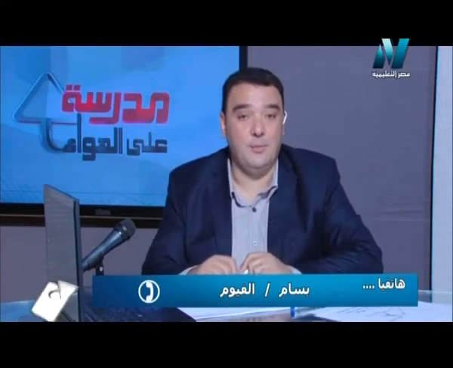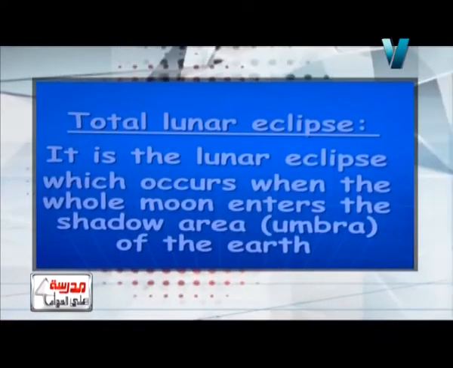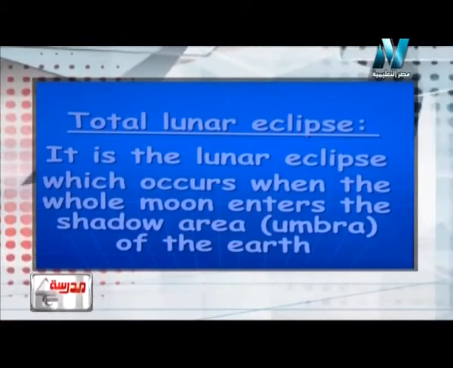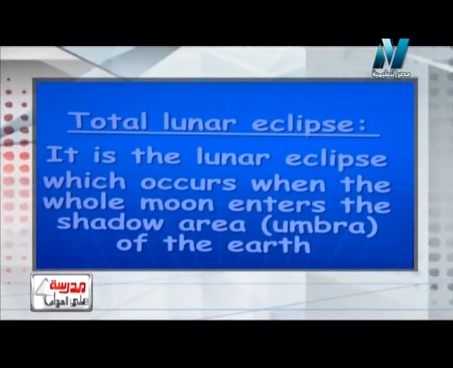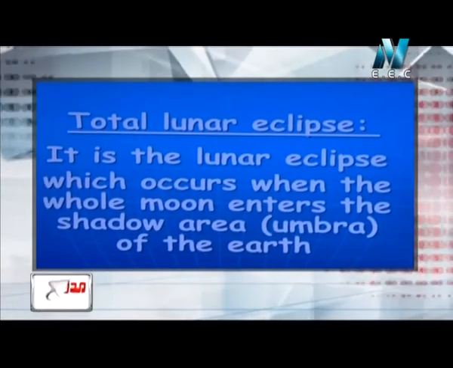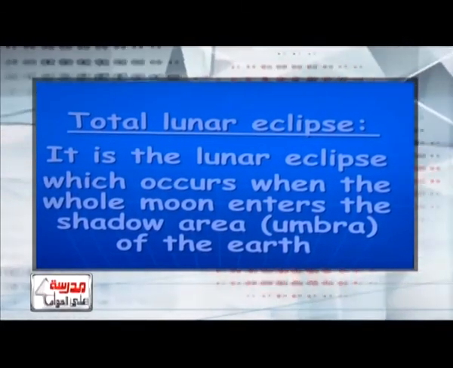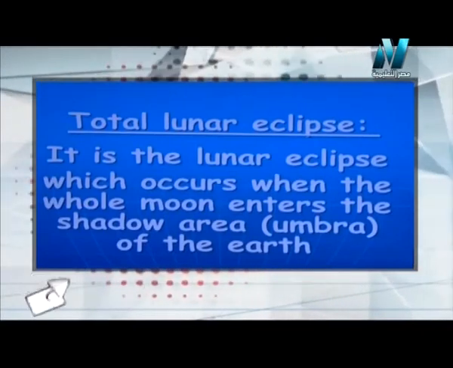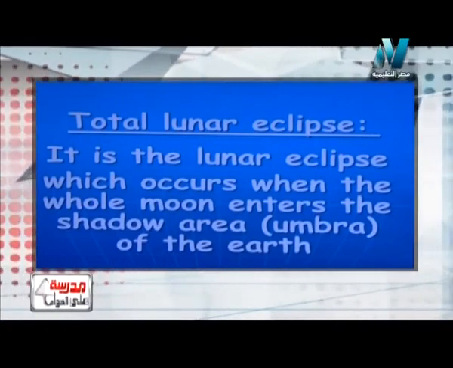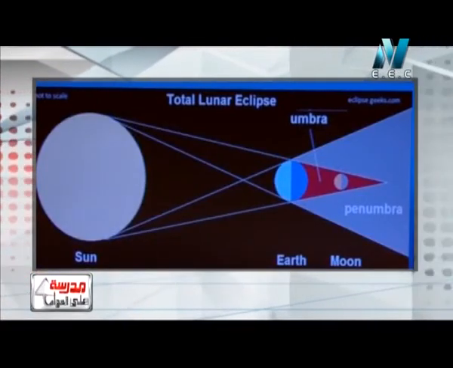So what's meant by total lunar eclipse? It's a very interesting phenomenon which occurs when the moon lies in the area of umbra of the earth. So I have a definition here for this phenomenon. Total lunar eclipse is a type of lunar eclipse which occurs when the whole moon enters the shadow area or the umbra area of the earth. So here I have an image for this phenomenon.